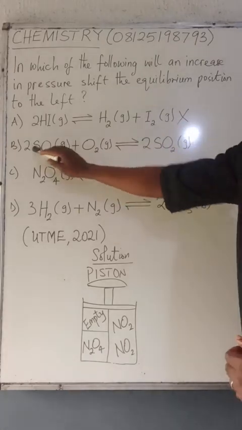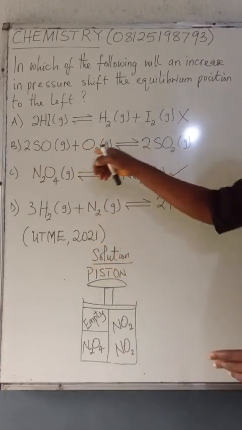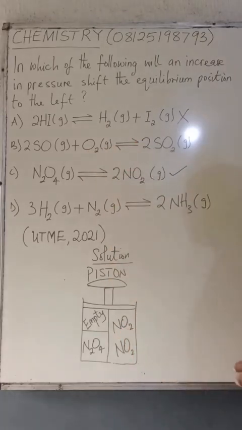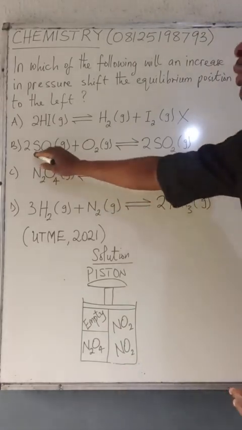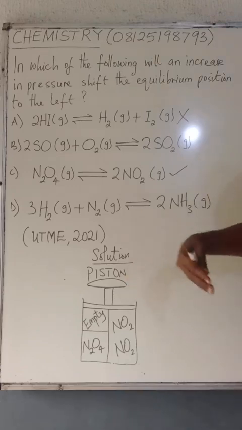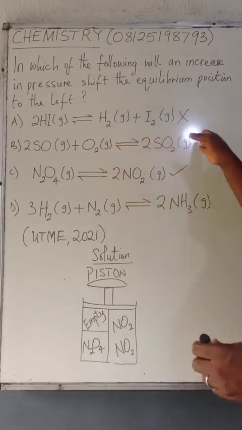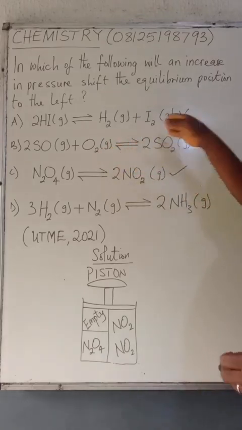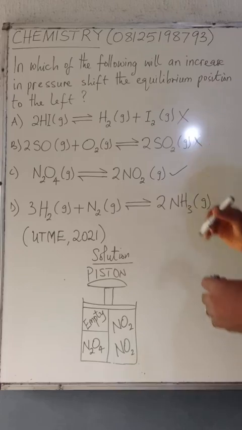But for option B, an increase in pressure will shift the equilibrium position to the right because here we have 2 plus 1, that's 3. So the reactant species have a volume of 3. They occupy more volume than the product species. So they will meet the piston first and start crowding up, start hitting one another more often, making the reaction proceed in the forward direction, shifting the equilibrium position to the right-hand side. So option B is not the correct option.